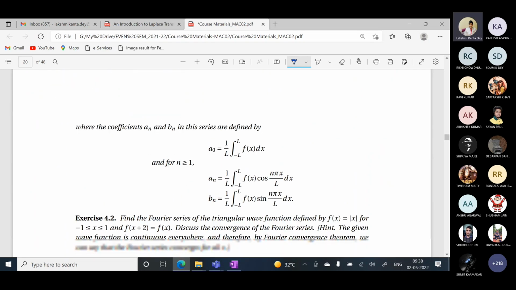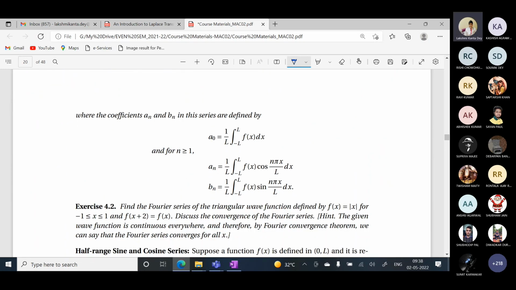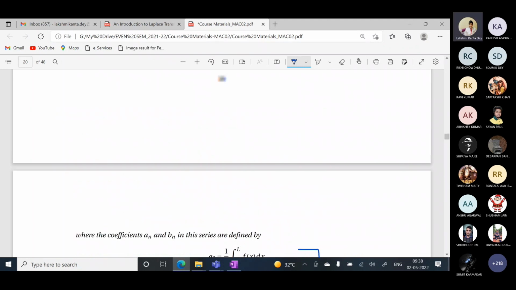So what will be here? a0 is 1 by L integral from minus L to L of f(x) dx. Earlier it was 1 by pi, minus pi to pi. And cos nx earlier becomes cos n pi x by L, and here also sin n pi x by L. This is the only change you can find. So ultimately we just replace x by pi x by L. That's all.